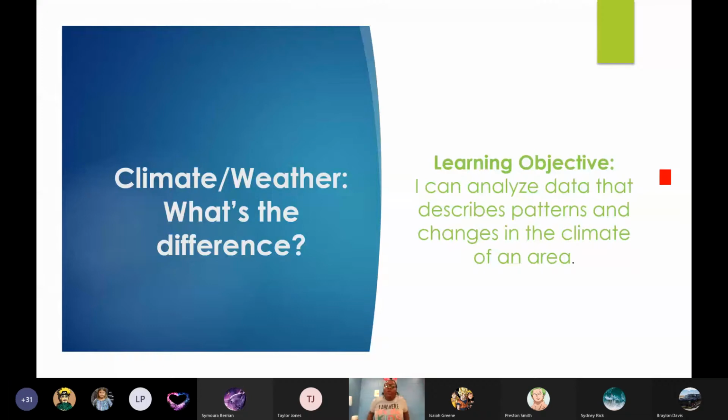that we will be able to analyze data and describe patterns and changes in the climate of an area. That's our goal, not only for this lesson today, but for the rest of the week, through our live sessions, any small group sessions that you and I have, or any learning experiences and activities that we complete. That's what Miss Neville's working on with you. In our notes, please write down our new heading, climate/weather, what's the difference?